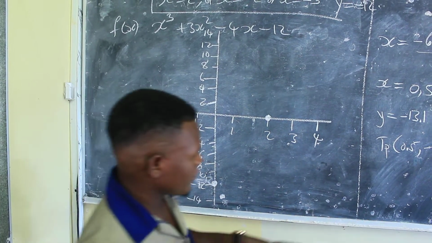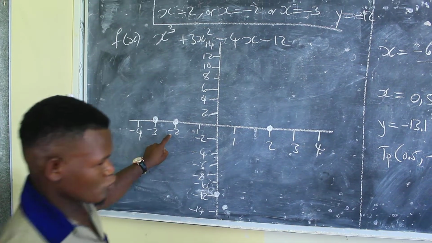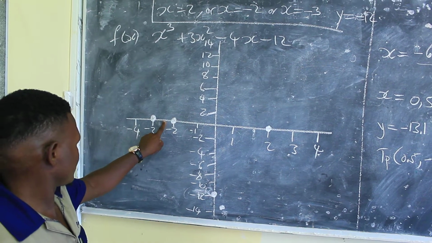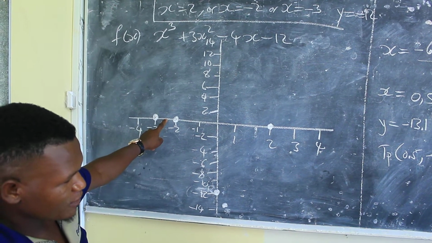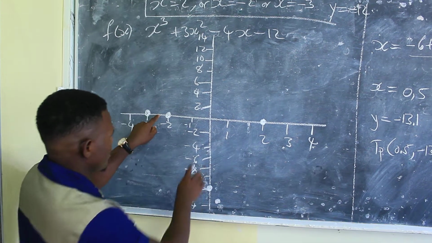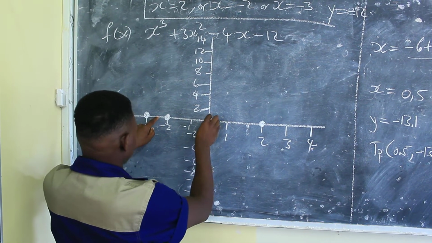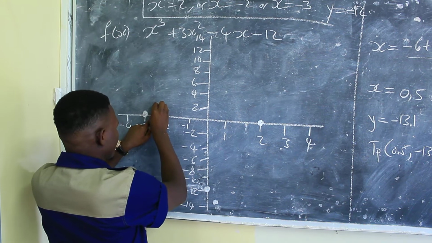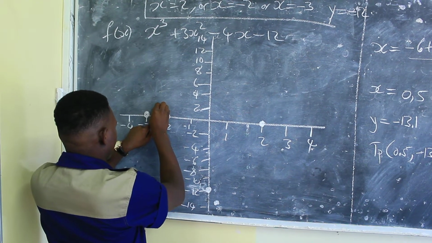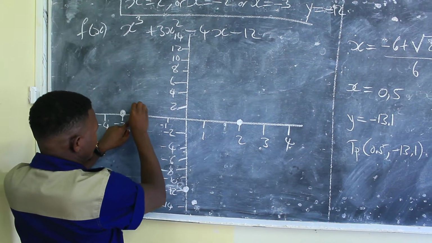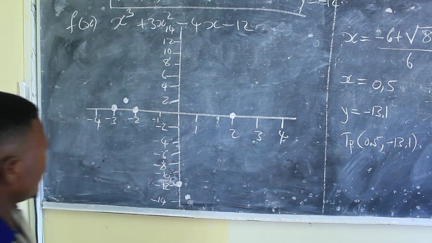And then the other turning point will be negative 2.5, somewhere here, with 1.1. That means 1 is here, 0.1. So it will just be somewhere here. It's not to scale there. Okay. Not to scale. Okay?